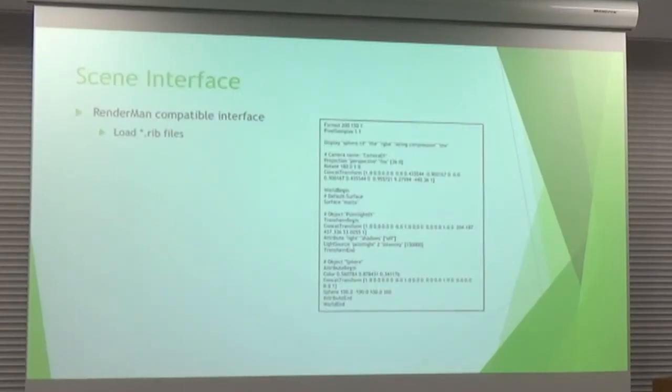And Kaz Renderer reads scenes from RIB files. RIB files are defined in the RenderMan spec document. RenderMan is a renderer developed by Pixar, but RenderMan's old specification document is open to the public.